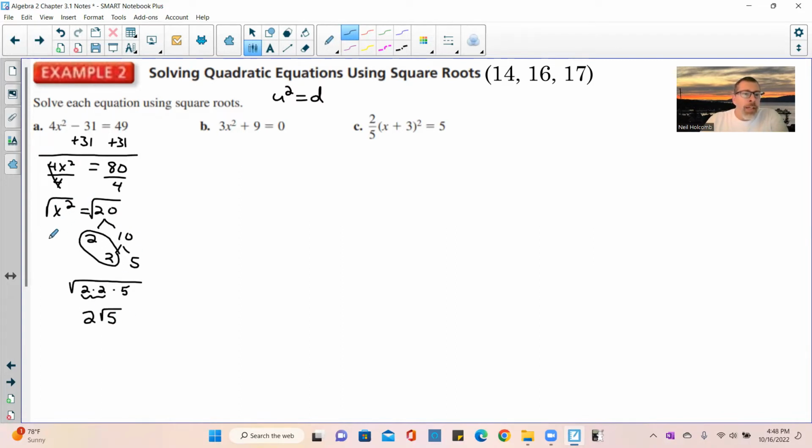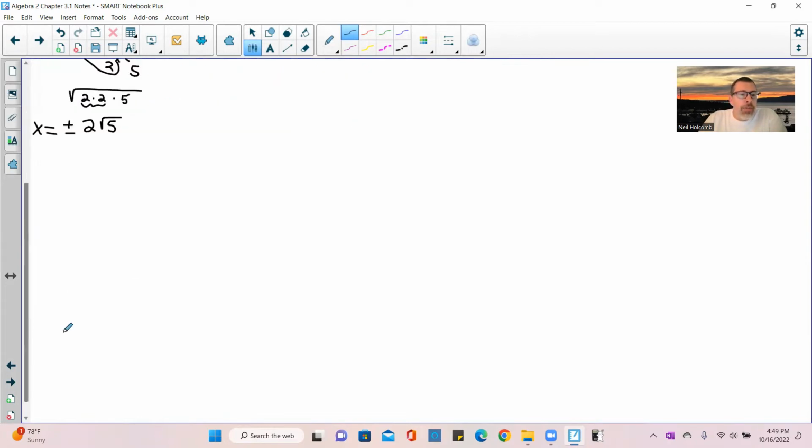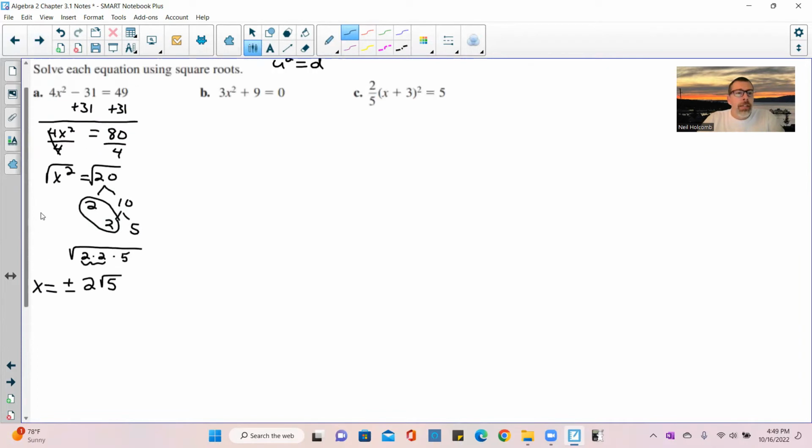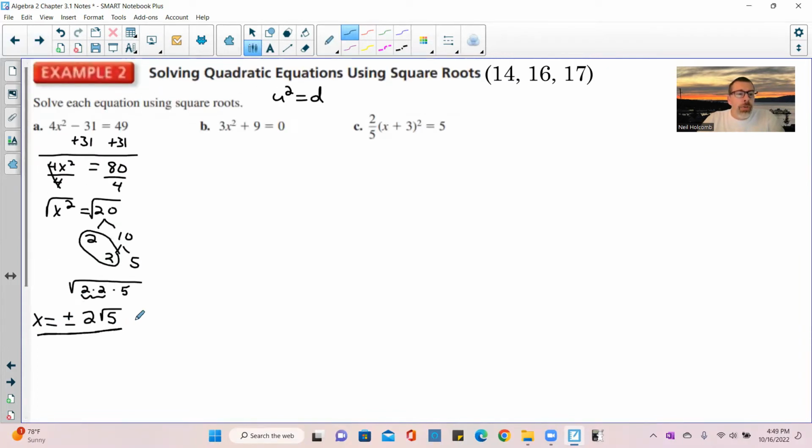And by the way, when I take the square root of both sides, I'm going to get x equals a positive or a negative of that value. Because -2 squared is 4 and 2 squared is 4, it goes for all square roots, positive and negative values. So the answer to, oops, what just happened? I think I hit this thing. So the answer to part A is ±2 square root 5.